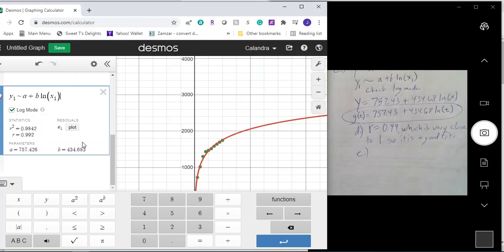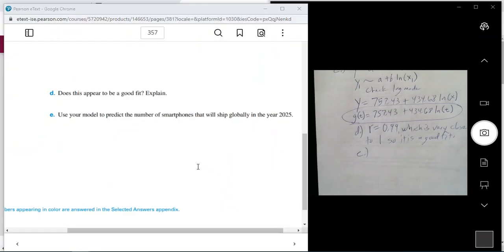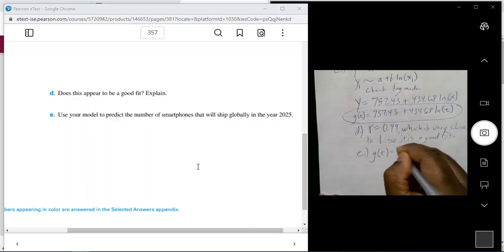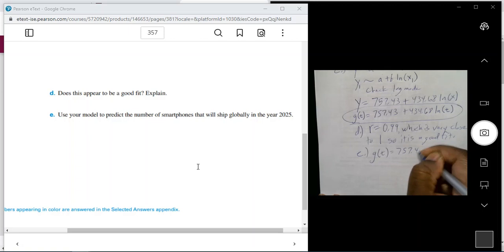Now we come down here to E. Now E says, use your model to predict the number of smartphones that will ship globally in the year 2025. Now, when they say use our model, they're talking about the equation we came up with. This G of t is equal to 757.43 plus 434.68 natural log of t.